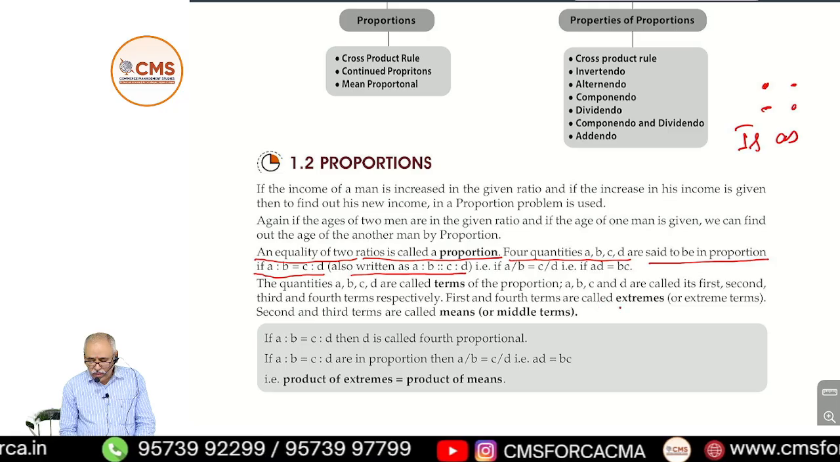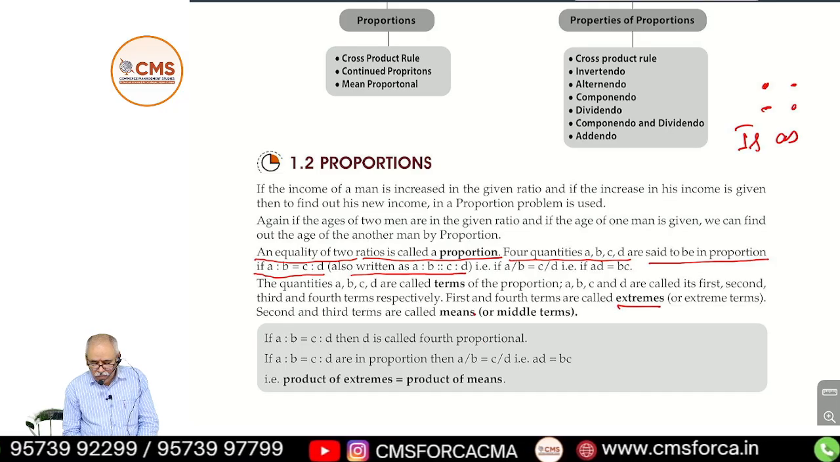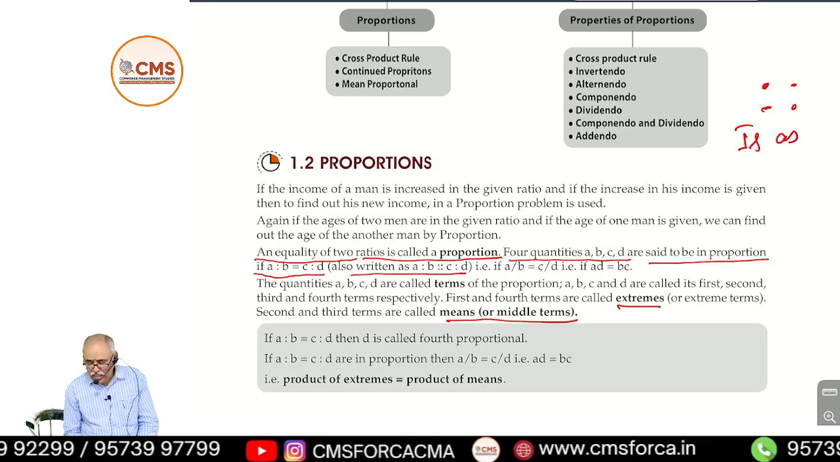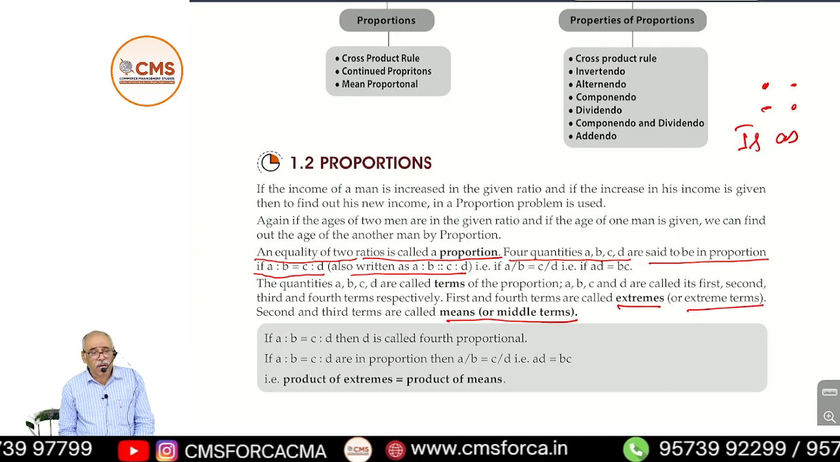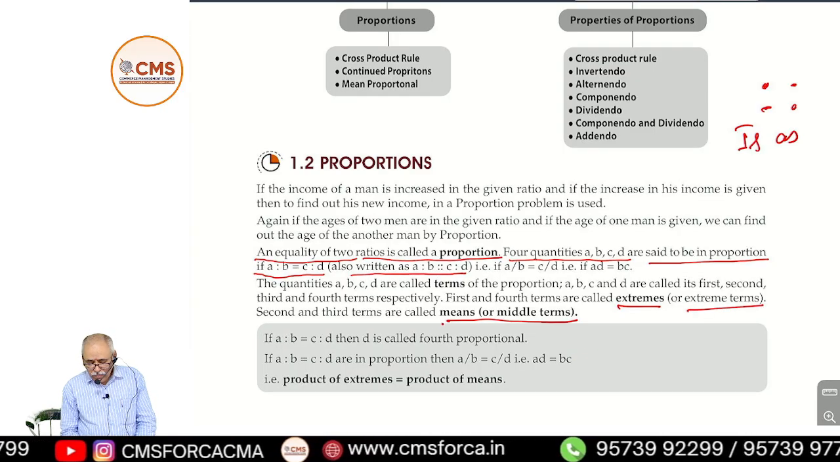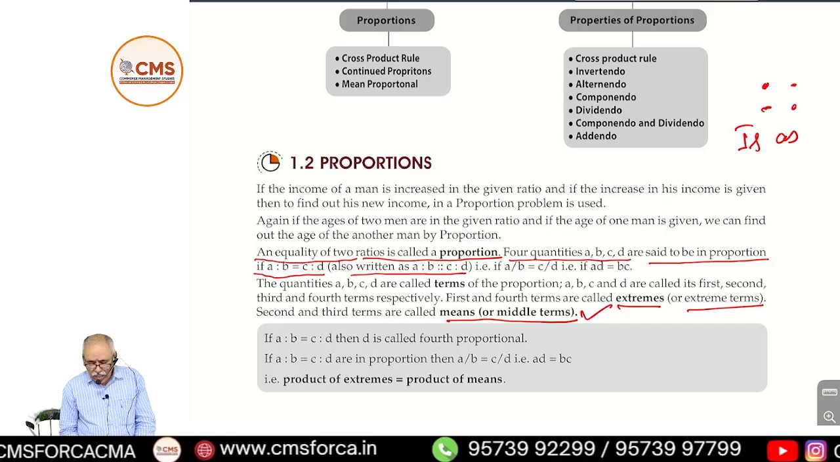First and fourth terms are called extremes, and second and third terms are called means or middle terms. So A and D are called extreme terms or extremes. I repeat, the second and third terms are called means or middle terms.